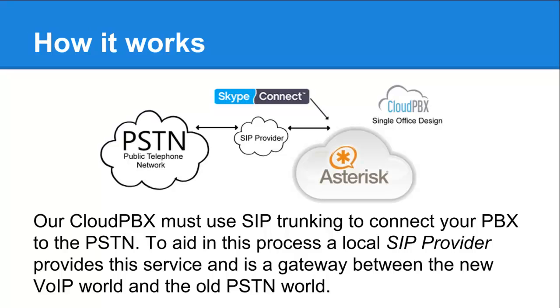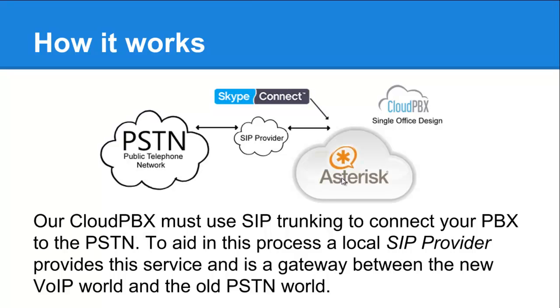How does it actually work? Well, a CloudPBX must use what we call SIP trunking to connect your PBX to the PSTN. So the PSTN is the current telephone network that you use today. However, our CloudPBX is in a different network. That network is called the Internet. So currently the Internet and the public telephone system do not talk to each other.